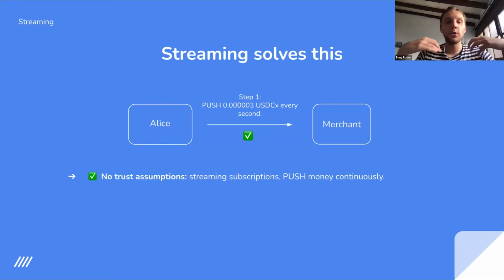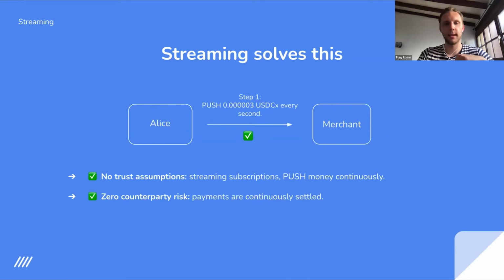First of all, streaming has zero trust assumptions. The user pushes money continuously from their account to the merchant's account. They are not approving anyone, money is pushed continuously. Secondly, there is zero counterparty risk because payments are settled continuously. This is incredibly important for businesses that provide a service to the user throughout the month and then expect to be paid by the end of the month.